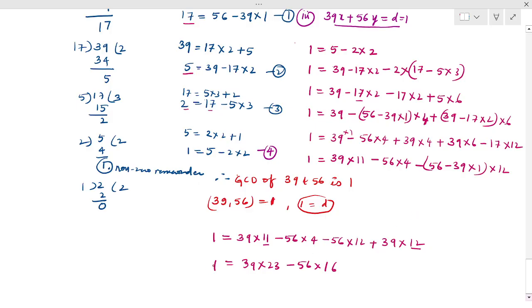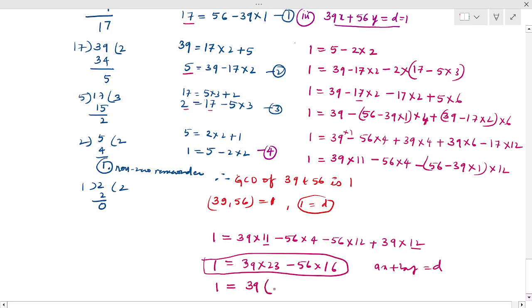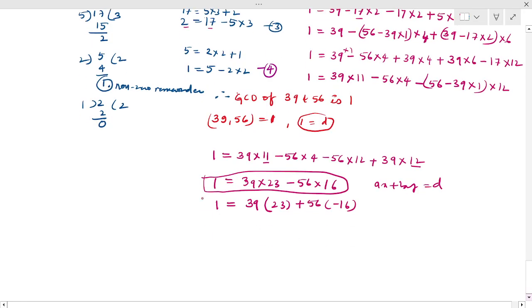Once you get this value, as I told you already, we have to have ax plus by is equal to d. You have got ax plus by is equal to d form, or d is equal to ax plus by. You can write one more step to understand more. This is 39 times x, so x can be written as 23, plus 56 times minus 16. So this is in this form.